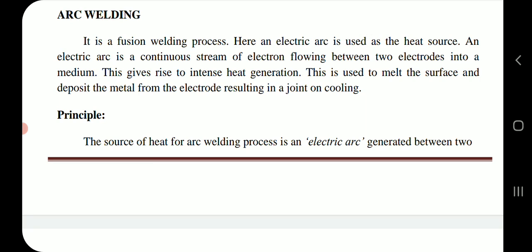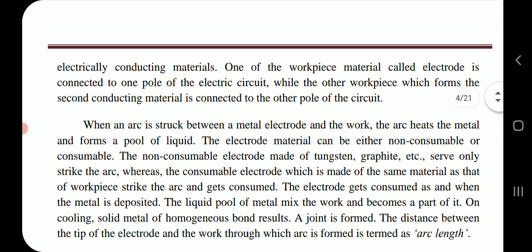The source of heat for the arc welding process is an electric arc generated between two electrically conducting materials. One of them, called the electrode, is connected to one pole of the electric circuit, while the other workpiece, which forms the second conducting material, is connected to the other pole of the circuit. When an arc is struck between a metal electrode and the work, the arc heats the metal and forms a pool of liquid. The electrode material can be either non-consumable or consumable.